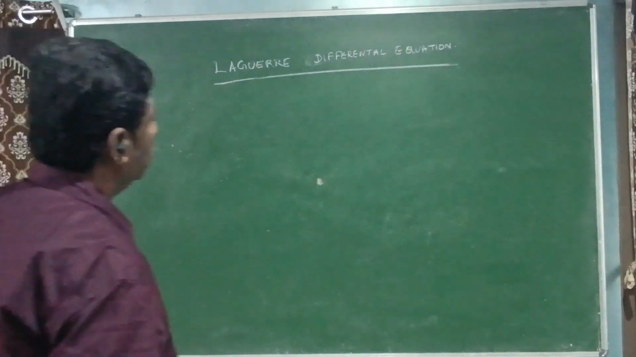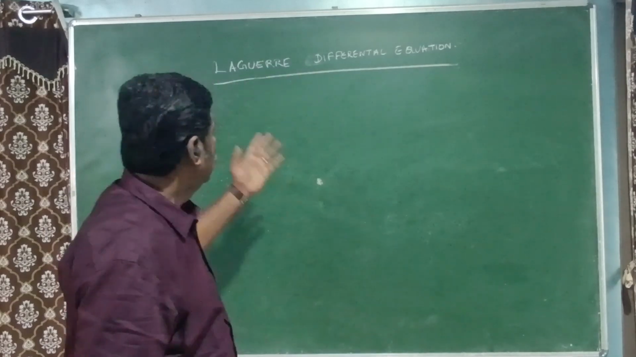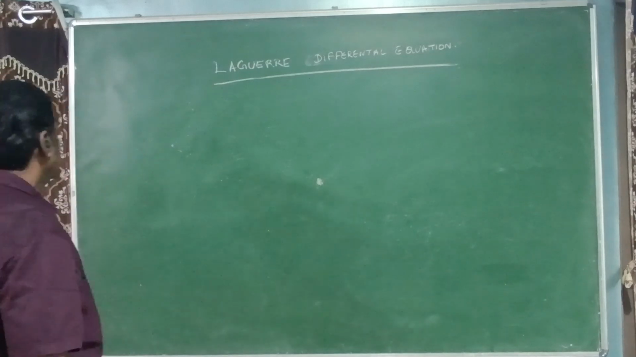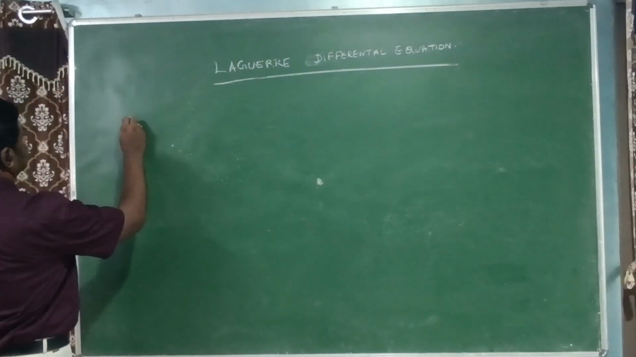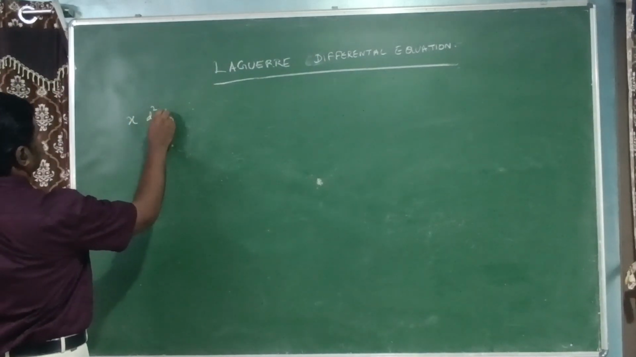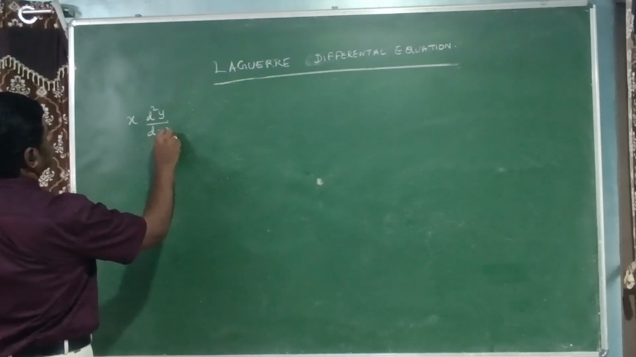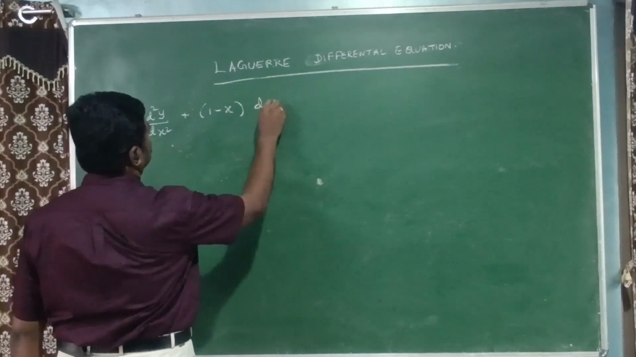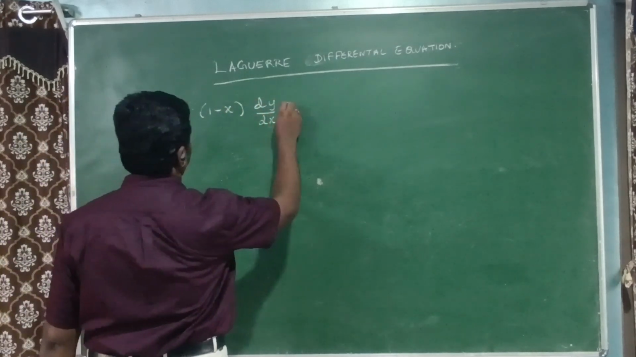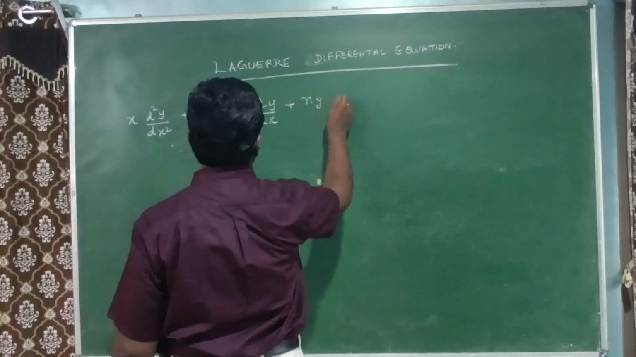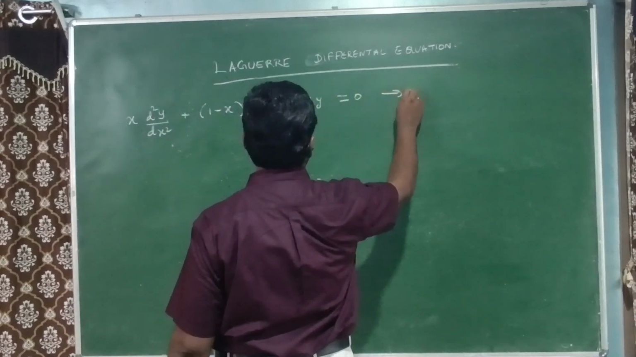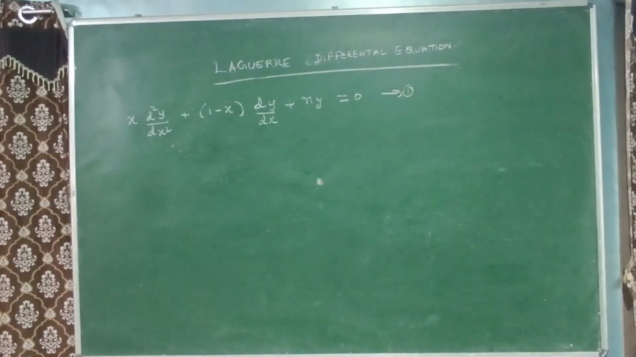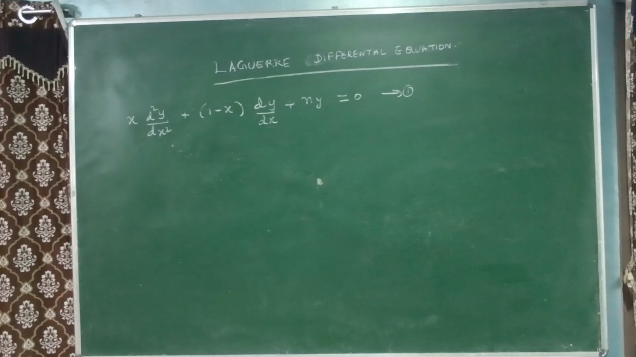In the present discussion, we have to derive the Laguerre differential equation and polynomial. For that, take this equation: x d²y/dx² + (1 − x) dy/dx + n y = 0. So this is the required equation to get our Laguerre differential equation.